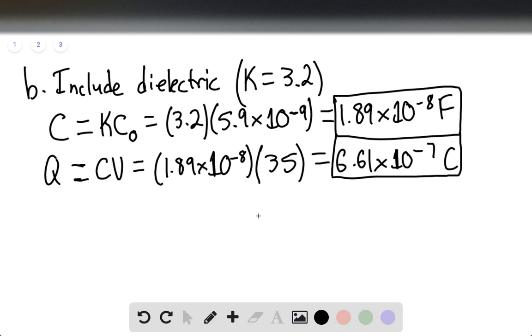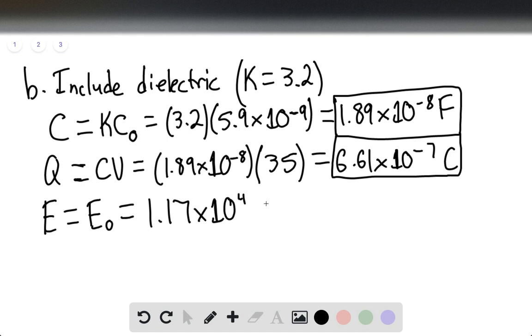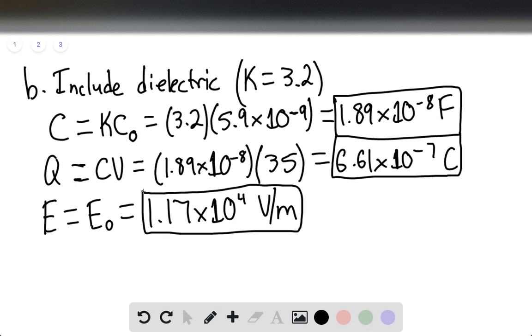Again, the battery is still connected. The voltage is constant. So the electric field, E, does not change. The separation distance doesn't change, as well as the voltage. So the electric field doesn't change. So E equals E naught equals 1.17 times 10 to the 4th volts per meter. Again, this would be your third answer for part B.